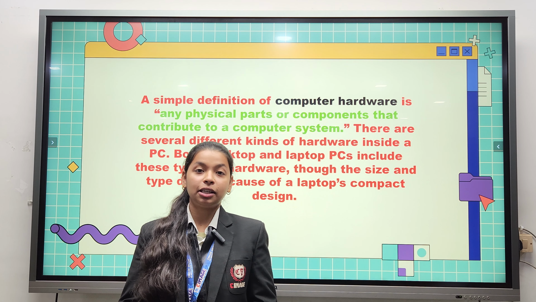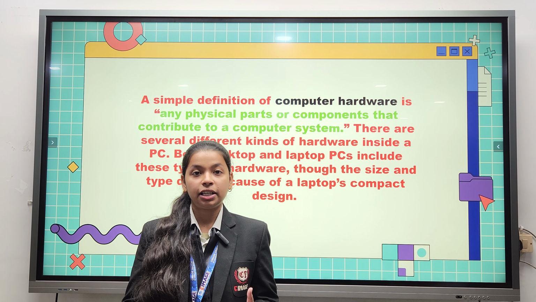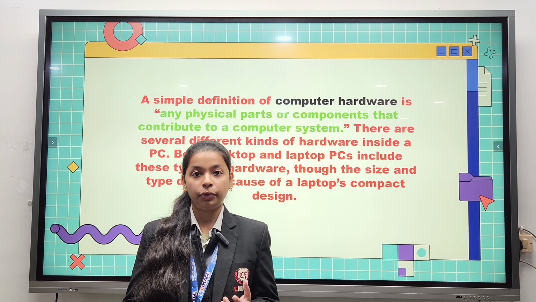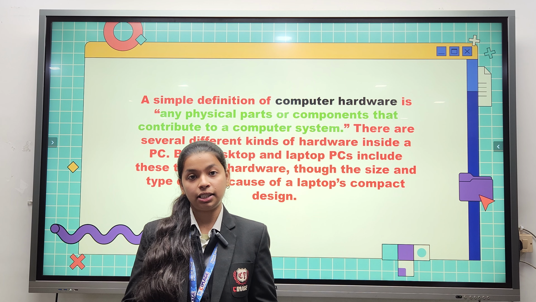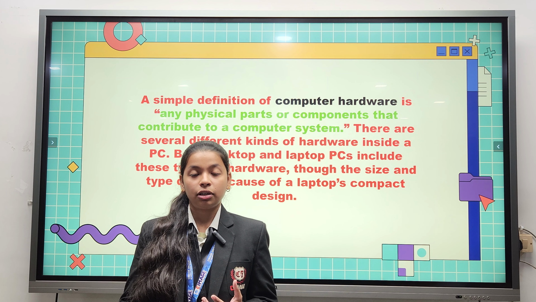First of all, what is computer hardware? A simple definition of computer hardware is any physical part or component that contributes to a computer system is known as computer hardware. There are several kinds of hardware according to the design or structure of your PCs or desktop.